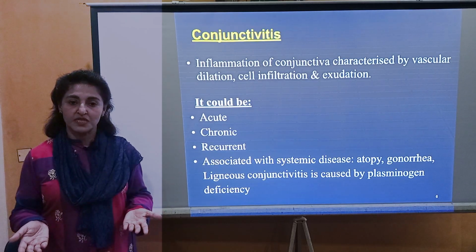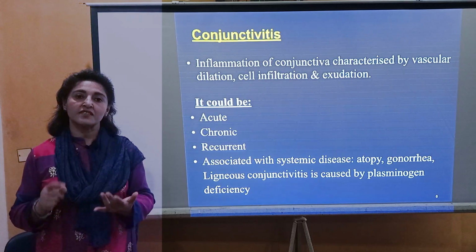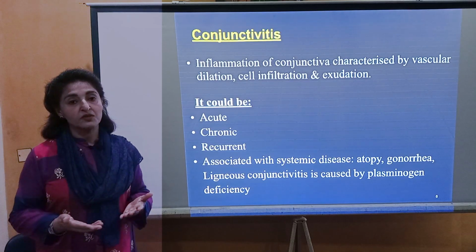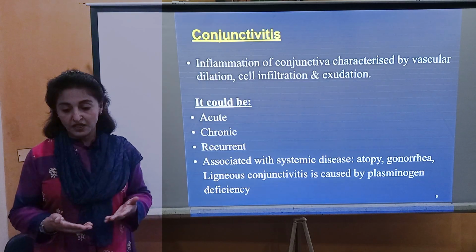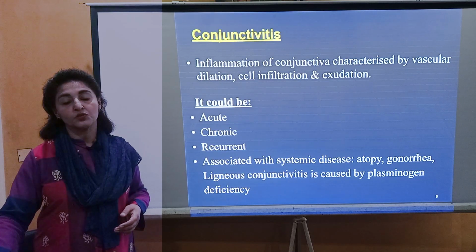So that is recurrent. And then it could be associated with systemic diseases like asthma, like atopy, gonorrhea and plasminogen deficiency, especially causing ligneous conjunctivitis, which is extremely difficult to treat.